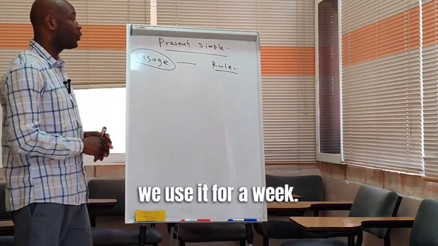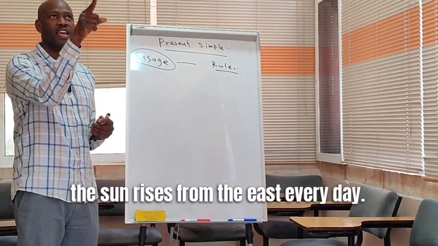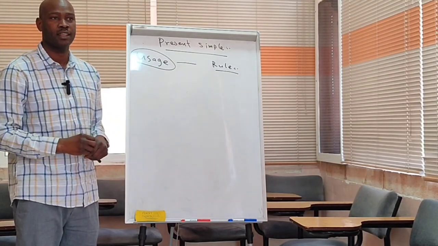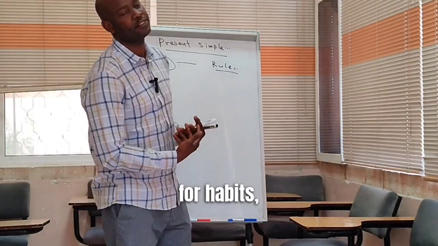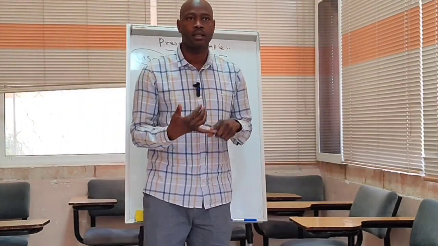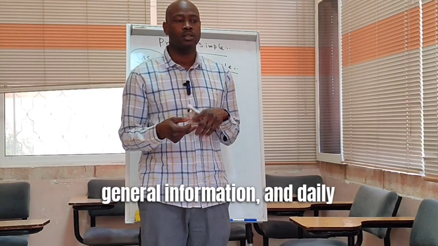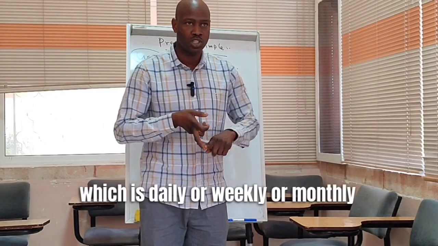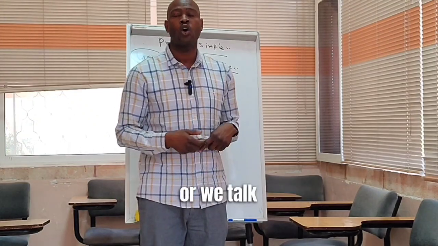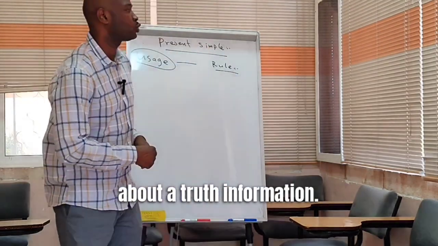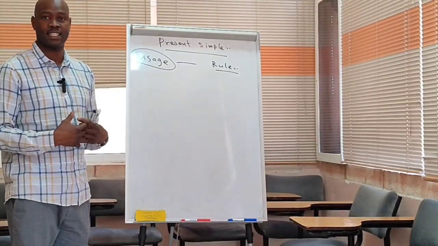Or we use it for true information: "The sun rises from the east every day." So the usage of present simple is mainly four or five: habits, general information, and daily routine, which is daily or weekly or monthly or annually, or we talk about true information. So let us learn how to use it in sentences.